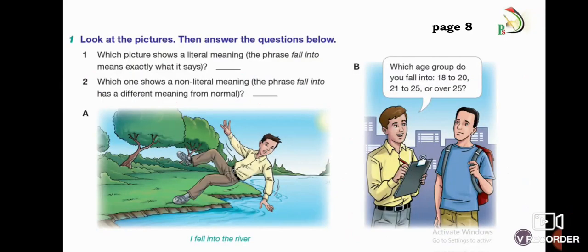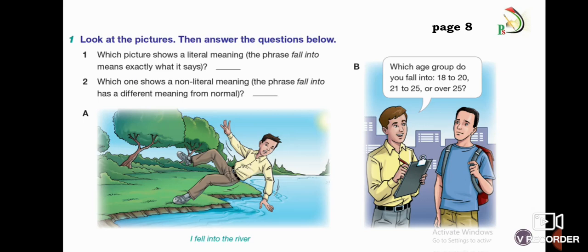Dear student, this is your book page 8. On this page, you can see question number 1, which says, look at the pictures, then answer the questions below. Number 1, which picture shows a literal meaning? The phrase fall into means exactly what it says. So we have two pictures.